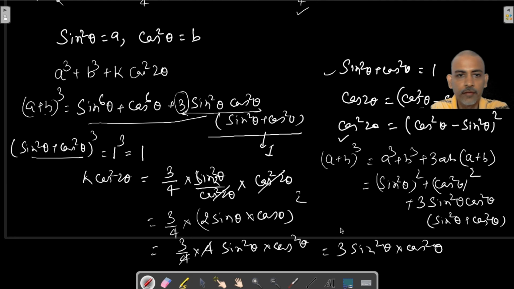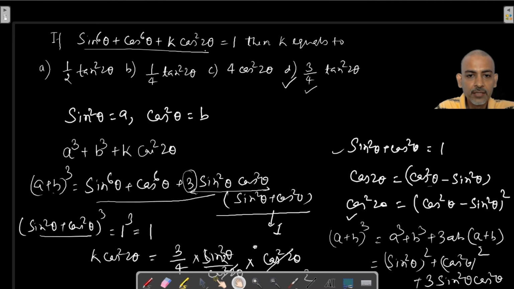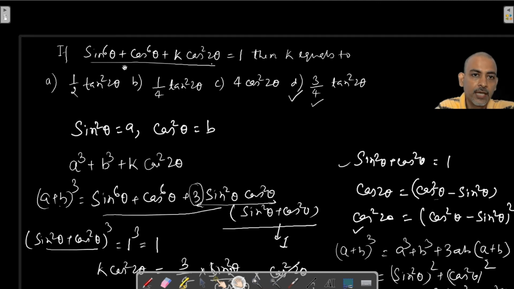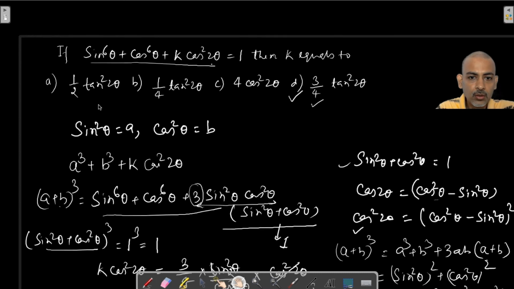And while we were trying to solve it, we started with the assumption that this form has to come in terms of sin square theta plus cos square theta, right? And when we knew that this expression has to become sin square theta plus cos square theta, we knew that we have to put sin square theta into some form so that this expression will become a plus b whole cube, right? So this is how you have to approach such a problem.